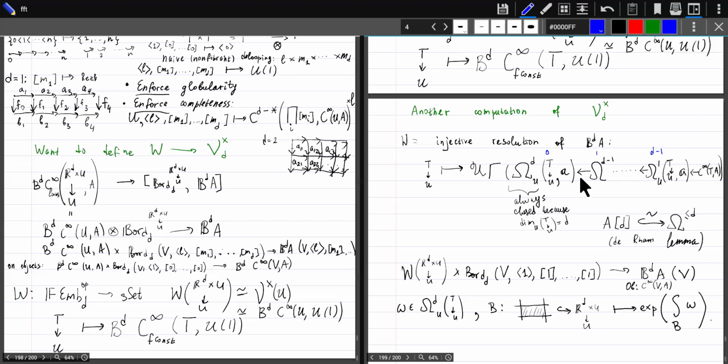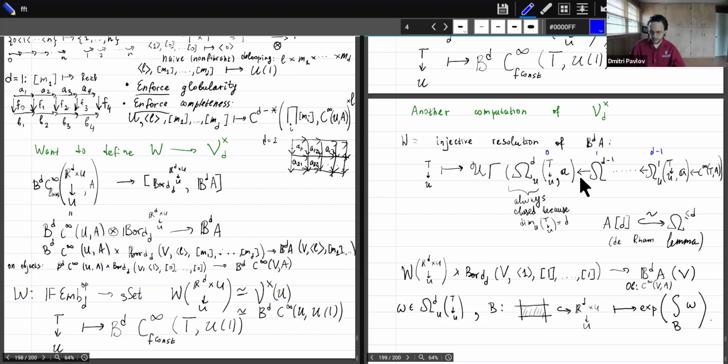Would you not like to take the nerve of the abelian groups? Is it really the forgetful functor?